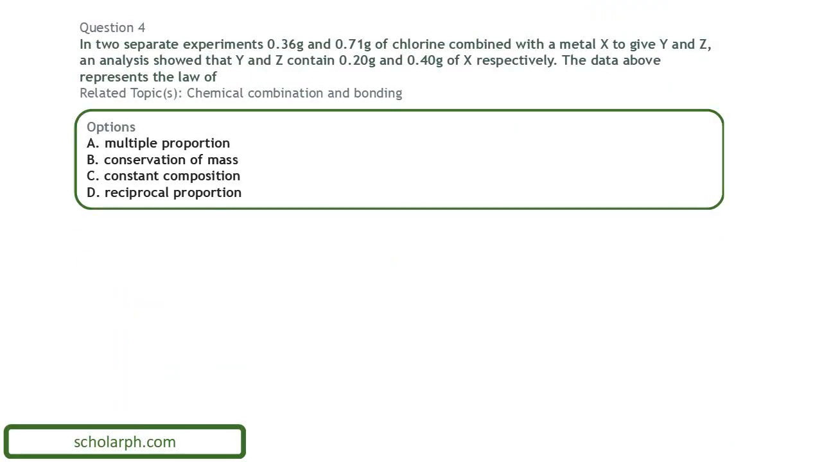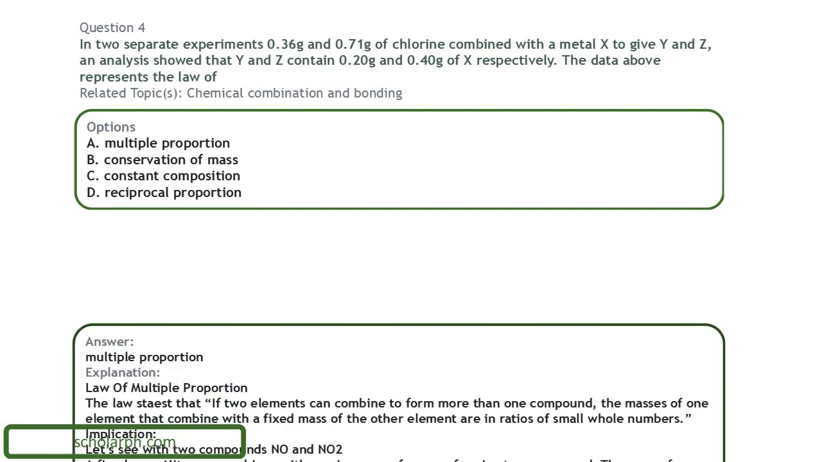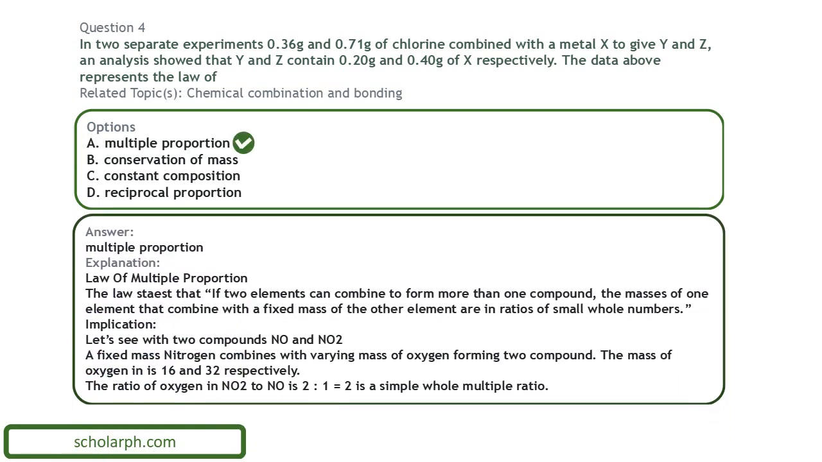Next question on chemical bonding. In 2 separate experiments, 0.36 grams and 0.71 gram of chlorine combined with a metal X to give Y and Z. An analysis showed that Y and Z contain 0.20 grams and 0.40 gram of X respectively. The data above represents the law of, the data we are given there represents the law of multiple proportion.